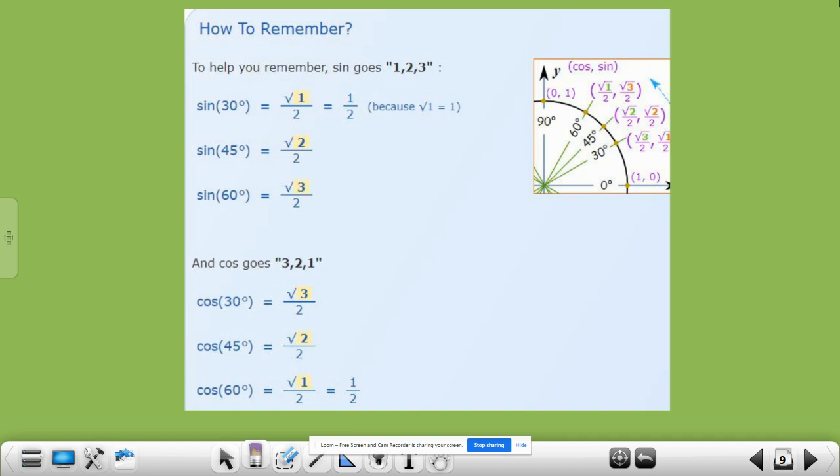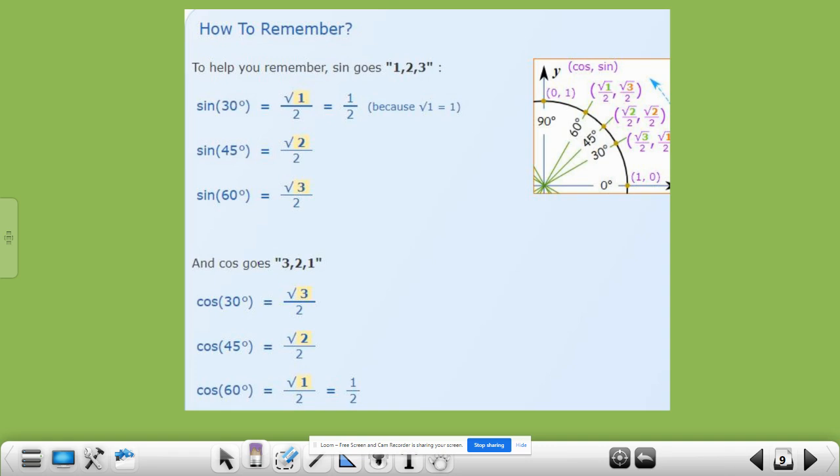And then cosine goes the opposite way. So it's going down 3, 2, 1. The same values, but going downwards. That will help us also to remember that sine starts from 0 and works its way up to 1 at 90 degrees, and cosine does the opposite. It starts at 1 and works its way down to 0 at 90 degrees. So you might want to stop and think about that. Pause the video if you want to.